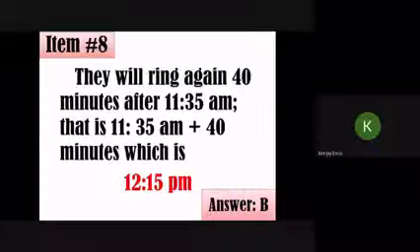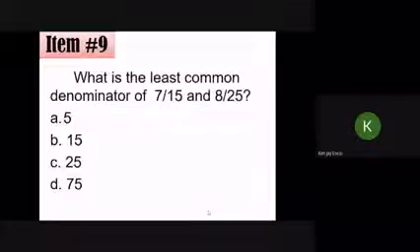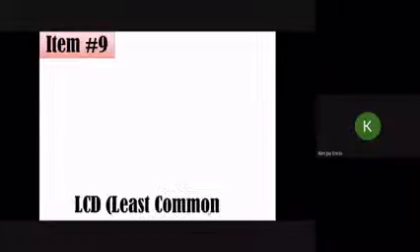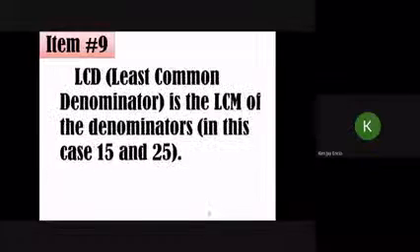All right. Okay, next. Let's have number 9. What's the LCM, or the least common denominator rather, of 7/15ths and 8/25ths? Is it 5, 15, 25, or 75? Speaking about LCD, it is simply the least common multiple of your denominators. So the denominators are found in the bottom, in this case, 15 and 25.